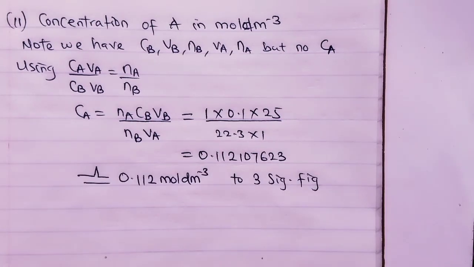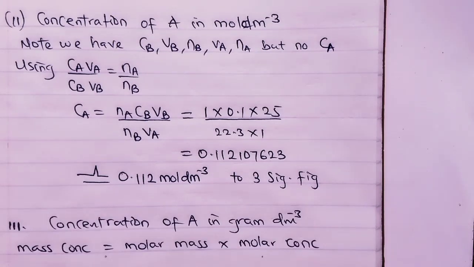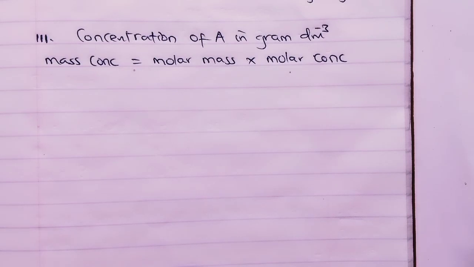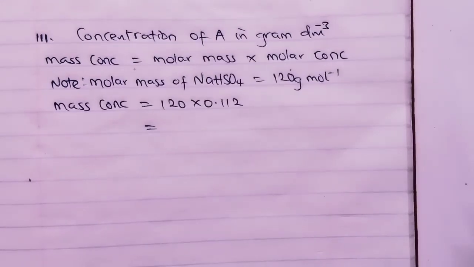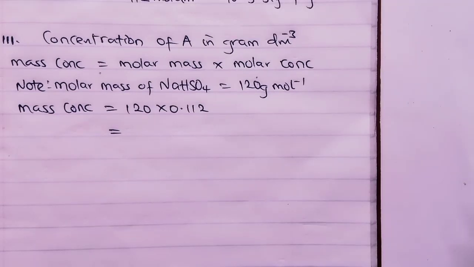So we go for the third question. The third question asks us to calculate the concentration of A in gram per dm cube. Therefore, we record that mass concentration is equal to molar mass times molar concentration. And we know that the molar mass of sodium hydrogen tetraoxosulfate 6 can be gotten by adding sodium, hydrogen, sulfur, and oxygen, which is 23 plus 1 plus 32 plus 16 times 4, which will give you 120 gram per mole. Then our mass concentration becomes 120 times 0.112, which will give us 13.44 gram per dm cube.